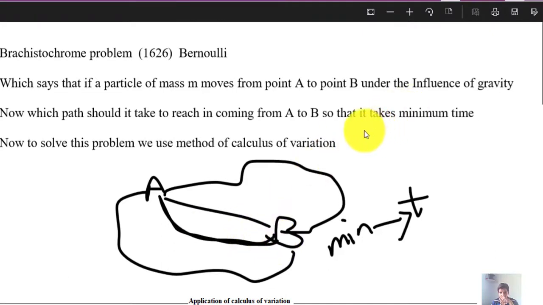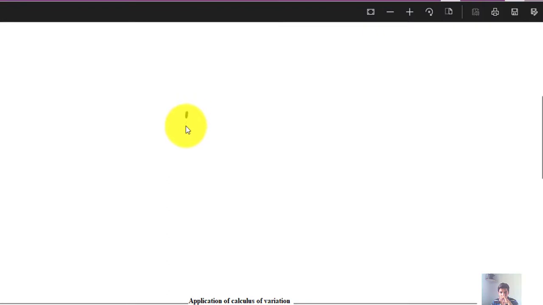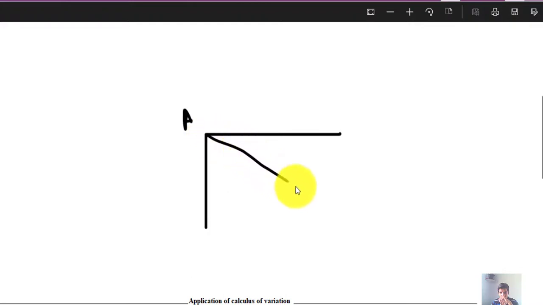So that is the thing which makes this problem unique, so that it takes minimum time to solve this problem. To solve this type of problem, again we use the method of calculus of variations. Now see here, if you have this point A, and this is a straight line over here, and this is the point B.